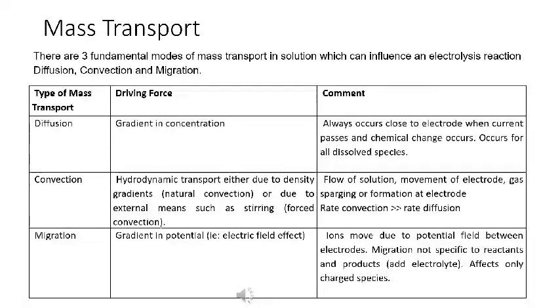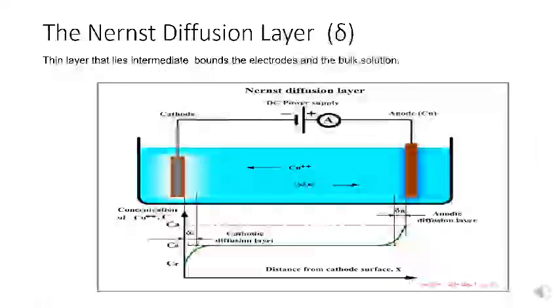In order to eliminate the effect of migration, a supporting electrolyte is added into the solution. So in this study, we focus more on the diffusion mode. For mass transport, there are three types: diffusion, convection, and migration. But we look at only one mode, which is diffusion.